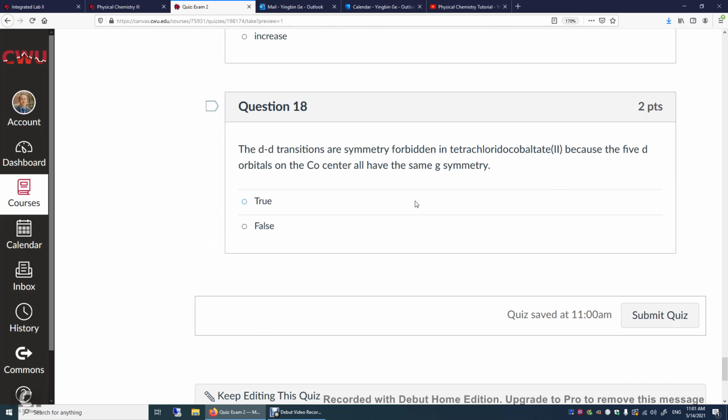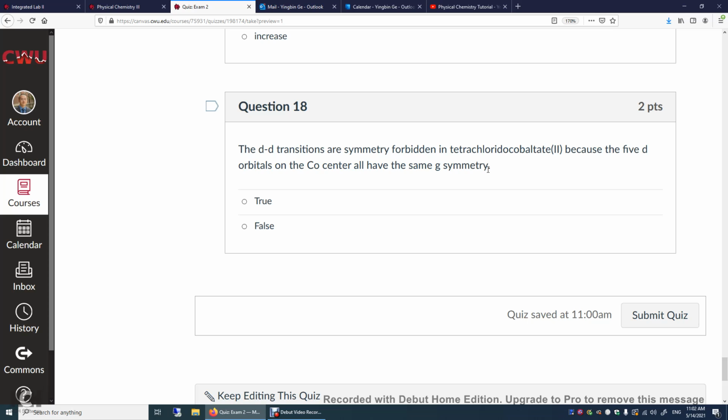Question 18 is very tricky. If you answer this question incorrectly, don't feel bad at all, because if you read the question, it looks all right. d-d transitions are symmetry forbidden in this transition metal complex because the d orbitals all have the same g symmetry. It looks all right. First, if you have a cobalt transition metal element, either an atom or an ion, all 5 d orbitals have g symmetry. Correct. And we know g to g transition is forbidden.